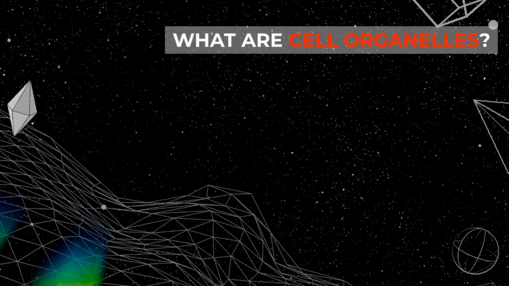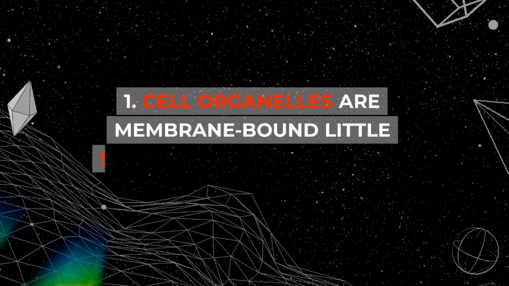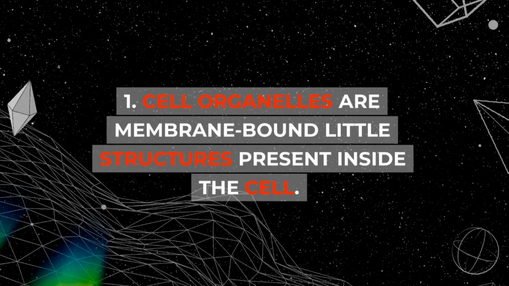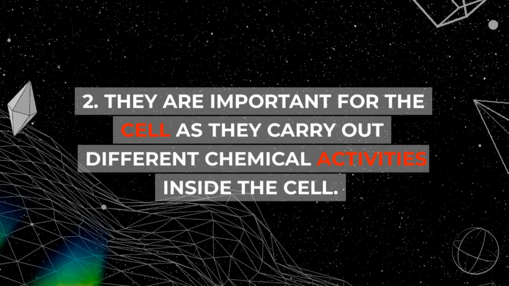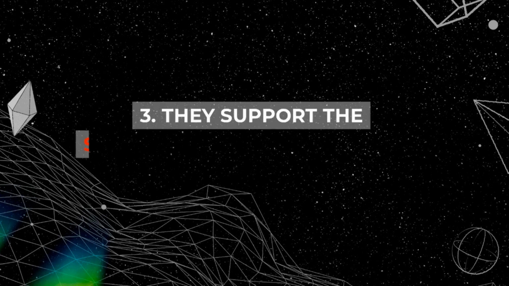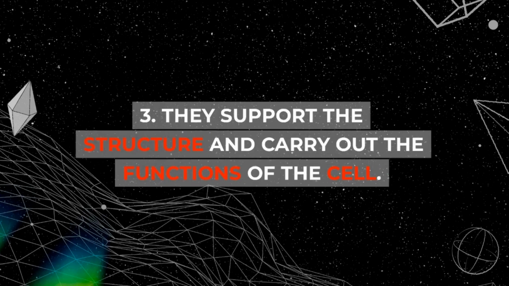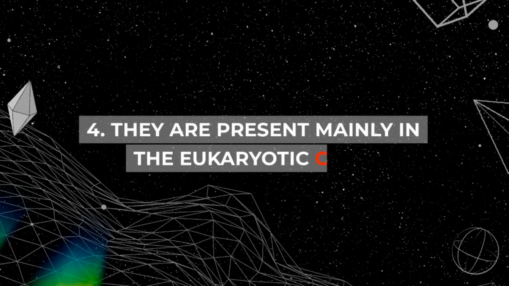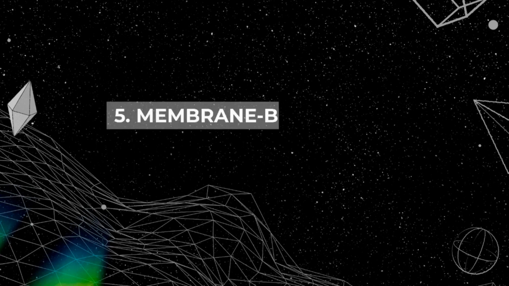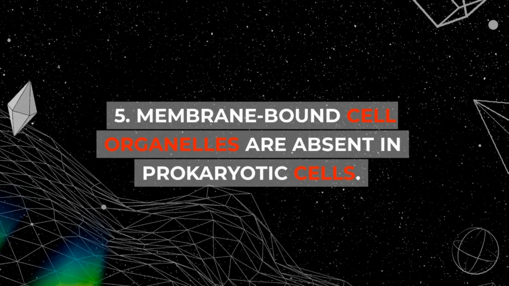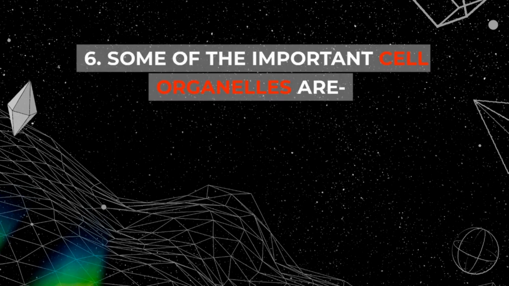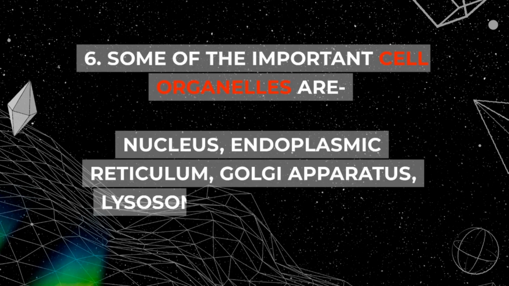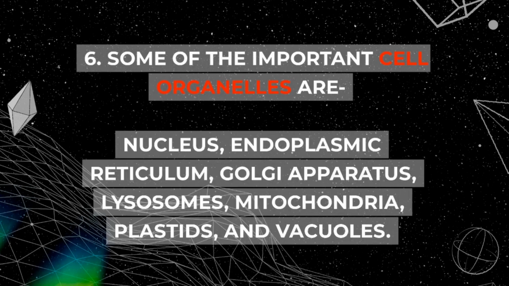What are cell organelles? 1. Cell organelles are membrane-bound little structures present inside the cell. 2. They are important for the cell as they carry out different chemical activities inside the cell. 3. They support the structure and carry out the functions of the cell. 4. They are present mainly in the eukaryotic cell. 5. Membrane-bound cell organelles are absent in prokaryotic cells. 6. Some of the important cell organelles are nucleus, endoplasmic reticulum, Golgi apparatus, lysosomes, mitochondria, plastids, and vacuoles.